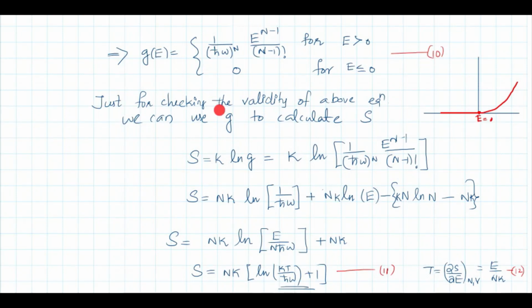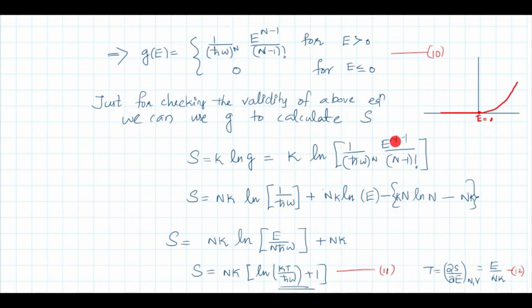Now, just for checking the validity of this equation, we will calculate entropy. We already calculated entropy, but we will calculate once again using this expression. This is the density of states. In terms of density of states, entropy is k log g, because we have entropy k log omega, where omega is the number of microstates. Here, g of E is the number of microstates corresponding to energy E. So substitute for this g, and you will get k log of 1 by h cut omega raised to n, E raised to n minus 1 by n minus 1 factorial.